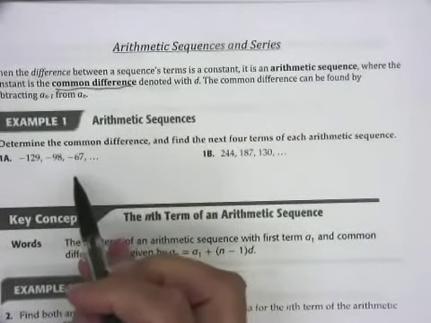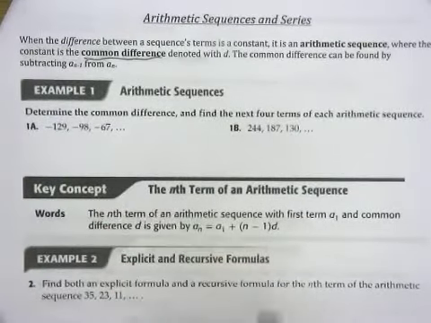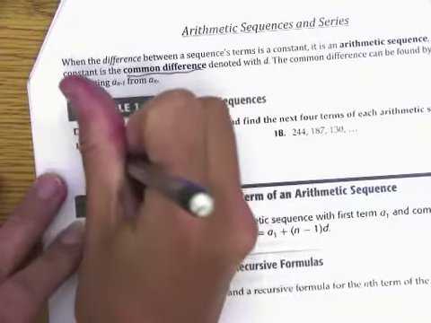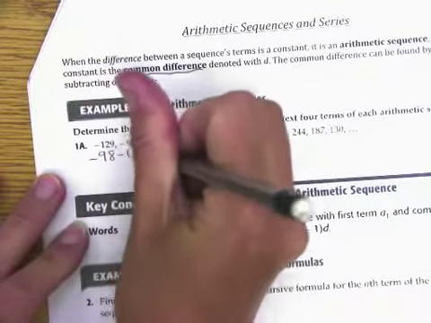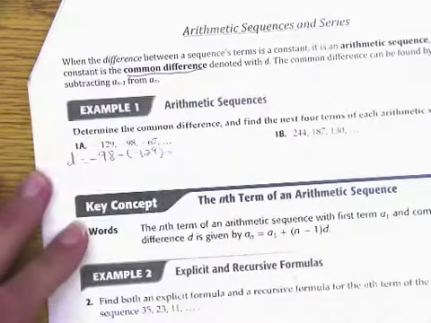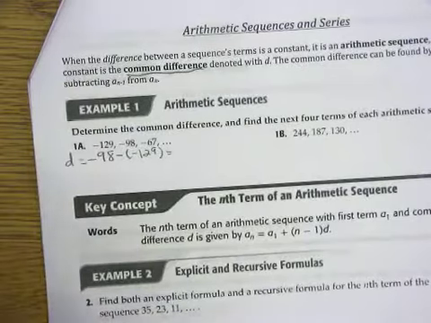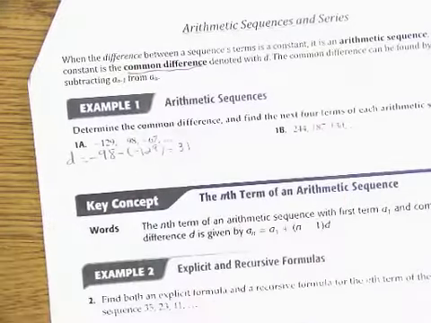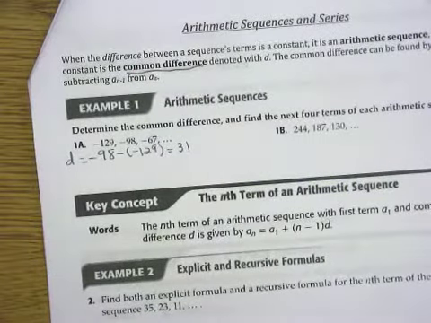So in example 1, we're asked to determine the common difference and then find the next 4 terms. So I do negative 98 minus negative 129, because that's what's going to tell me my common difference. And in our calculator, negative 98 plus 129 is 31. So that means I'm constantly adding 31 in order to find my next term.